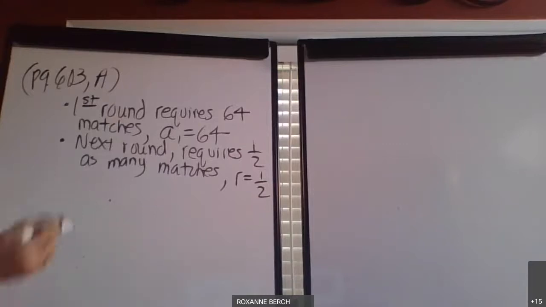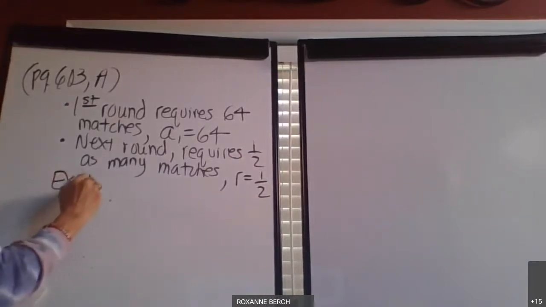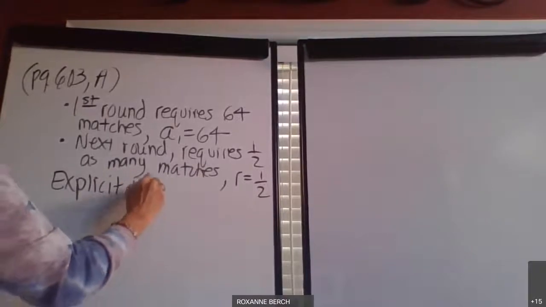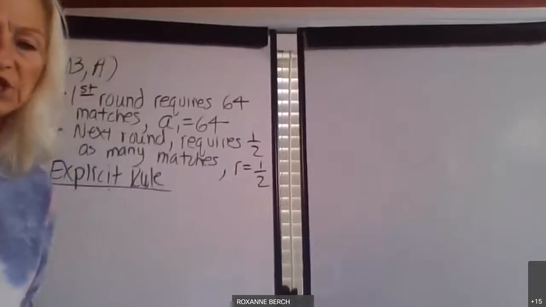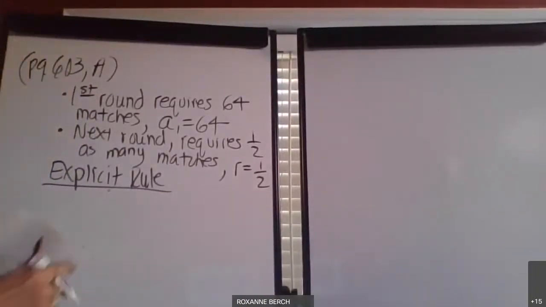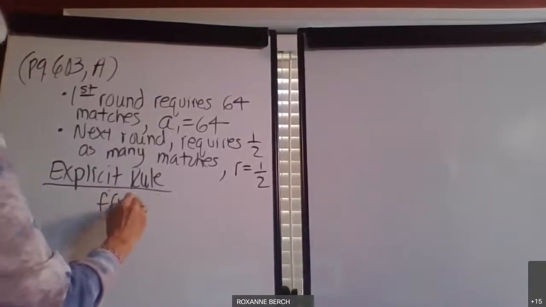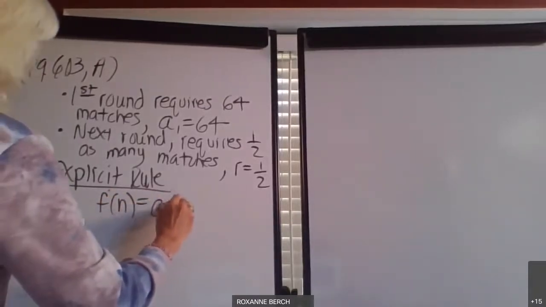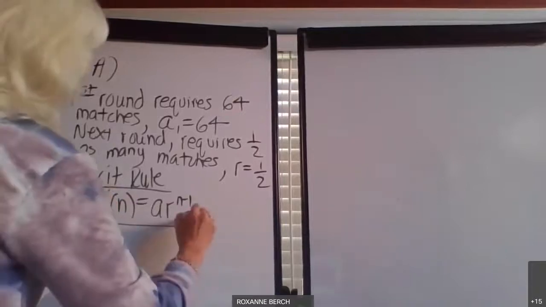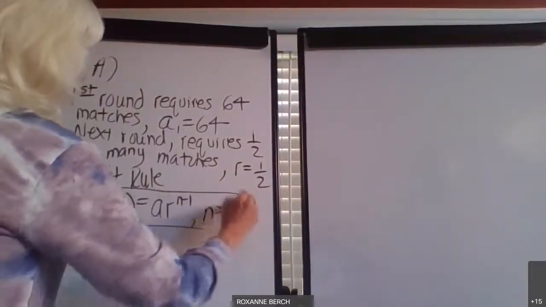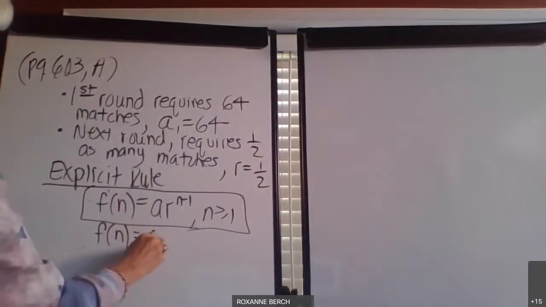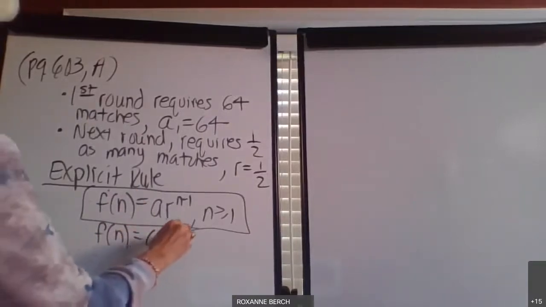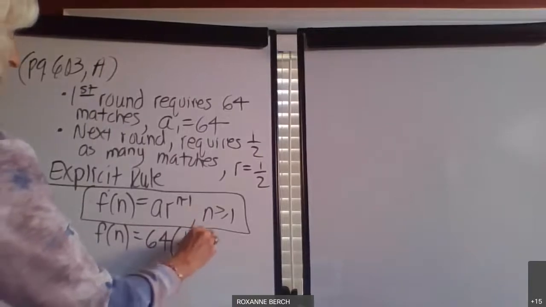All right, so from that, we can write the explicit rule. And once again, you have two rules. One starts with position 0 and one starts with position 1. So we're going to use the one with position 1: f of n is equal to a times r to the n minus 1, where n is greater than or equal to 1. And we can write our rule. f of n is equal to, the starting term would be 64, our common ratio would be 1/2, to the n minus 1.